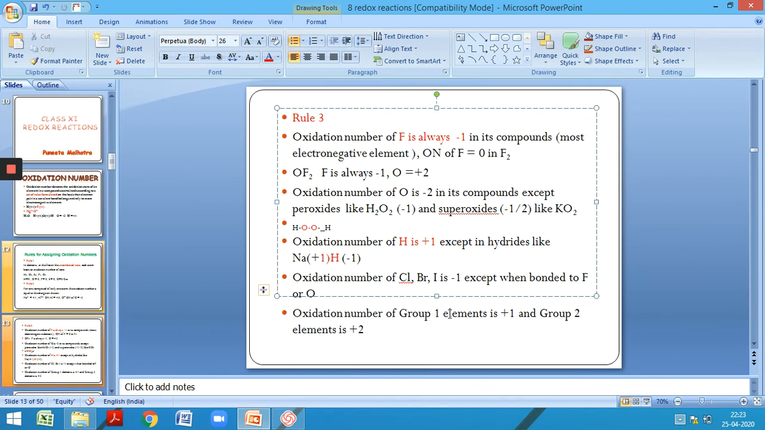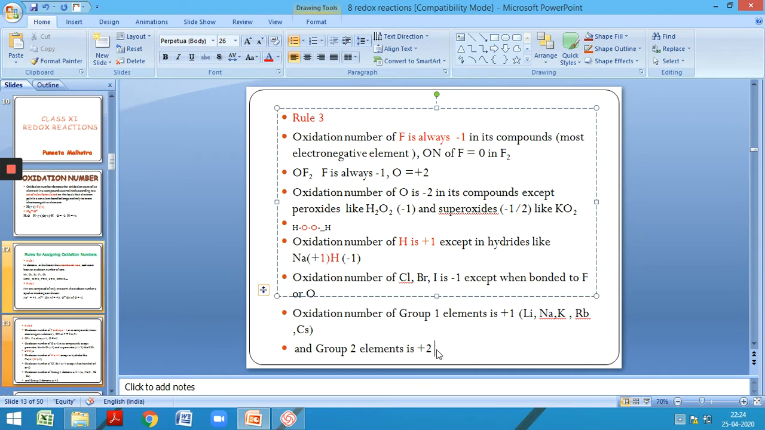The oxidation number of group 1 elements is always +1. The group 1 elements are lithium, sodium, potassium, rubidium, and cesium. Francium we will not take because it is a radioactive element, but otherwise that is also a +1 oxidation state.